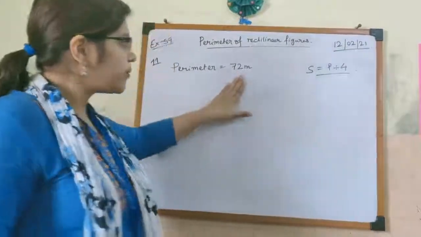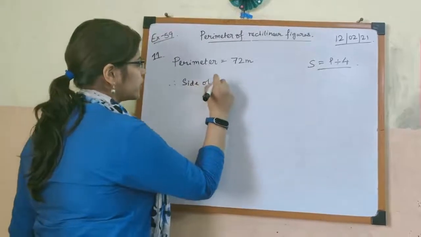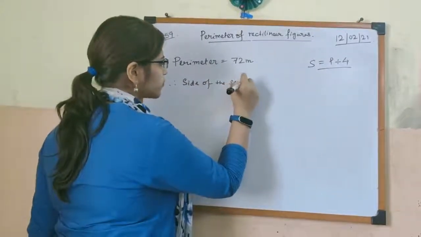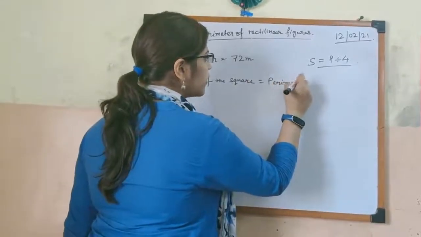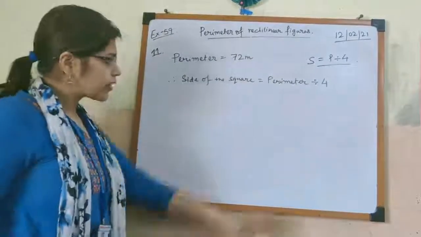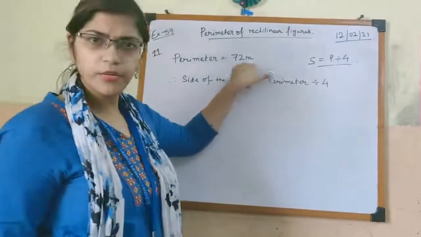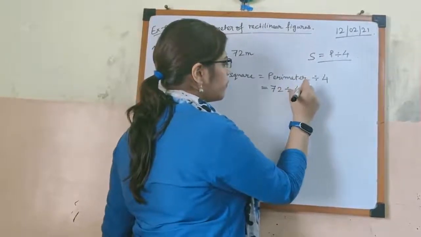So we know the perimeter. Therefore, the side of the square will be how much? We will first write the perimeter and then divide it by 4. The perimeter is how much? Perimeter is 72 meter. So that is equal to 72 divided by 4.